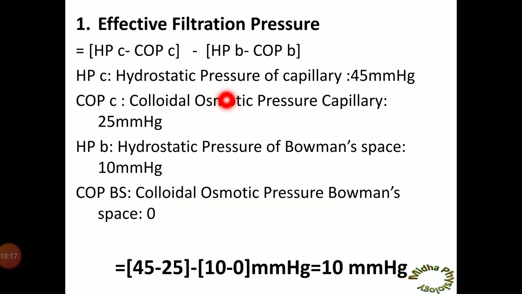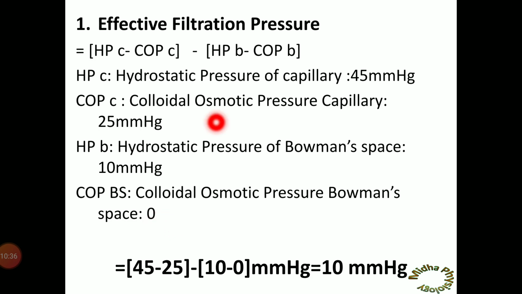The colloidal osmotic pressure of the capillary is 25 millimeter of mercury. This is the pressure exerted by the plasma protein, like in any other capillary of our body. So if you calculate the filtration pressure in the capillary only, 45 minus 25 would be 20.